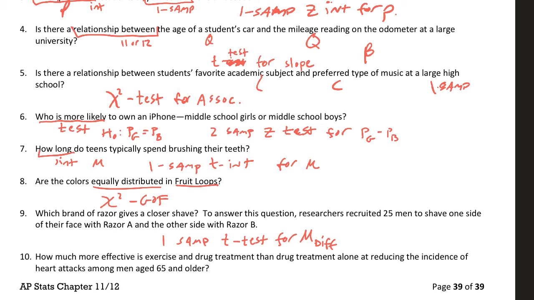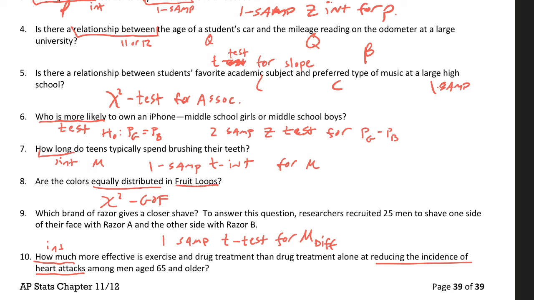How much more effective? How much? I'm going to have an estimate, so this is an interval. More effective is exercise and drug treatment than simply drug treatment at reducing something. Okay, so reducing the incidence of heart attacks, that could go either way, but it should be proportion, because you're going to have how many people in each group had heart attacks throughout the study or something like that, generally. Because otherwise, I don't know how else you'd measure this quantitatively.